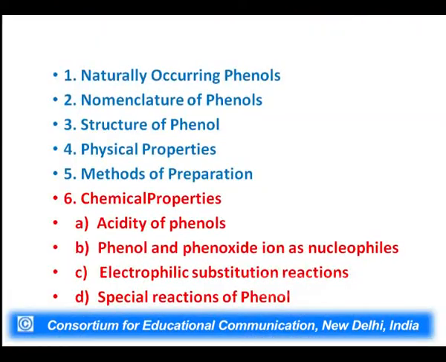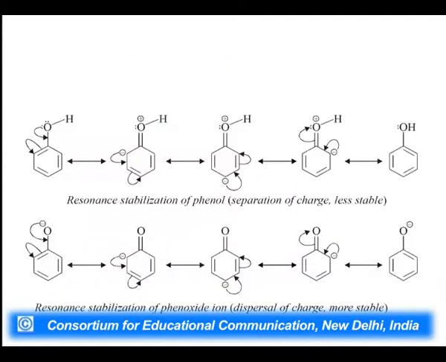So to start with, if we talk of acidity of phenol, then we know that phenol ionizes to some extent in water to form phenoxide ion and the hydronium ion. So why is phenol acidic in nature? If we look into the resonating structures of phenol, then what we find is that in few of the structures oxygen has a positive charge, as a result of which this oxygen and hydrogen bond becomes weak and hydrogen is given off as proton very easily.